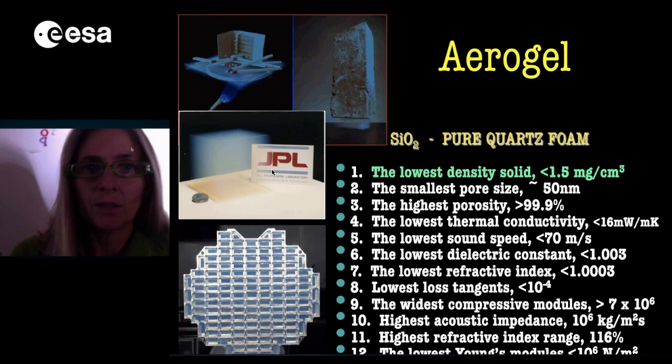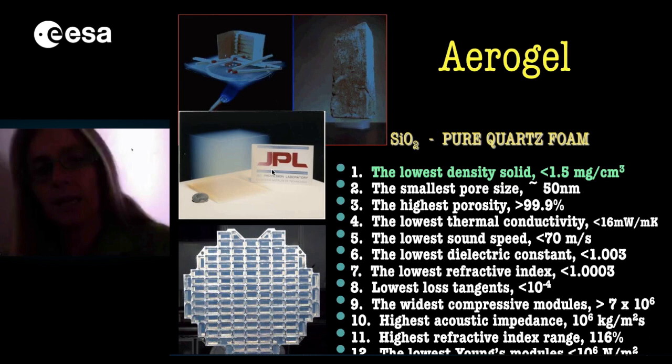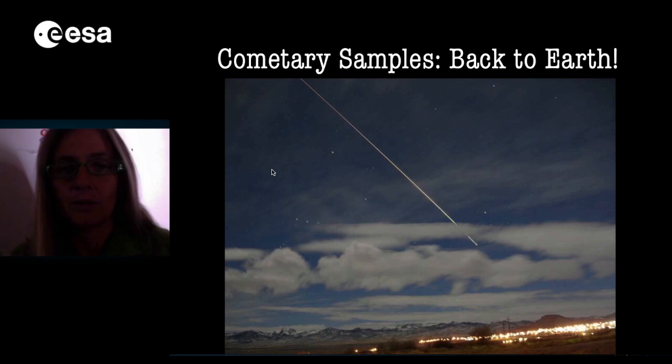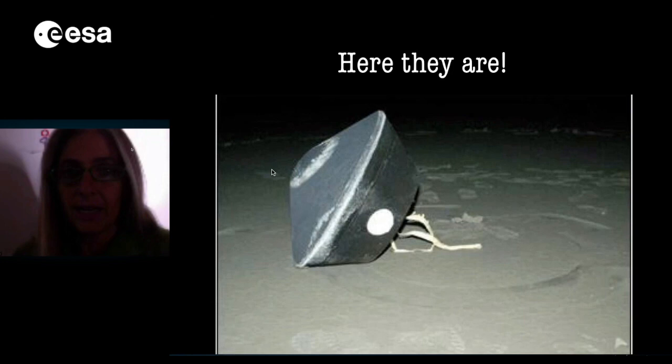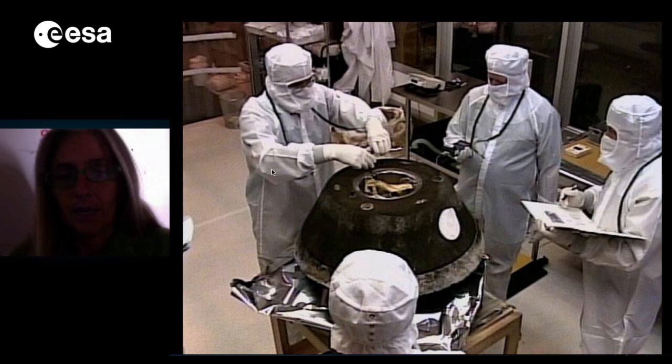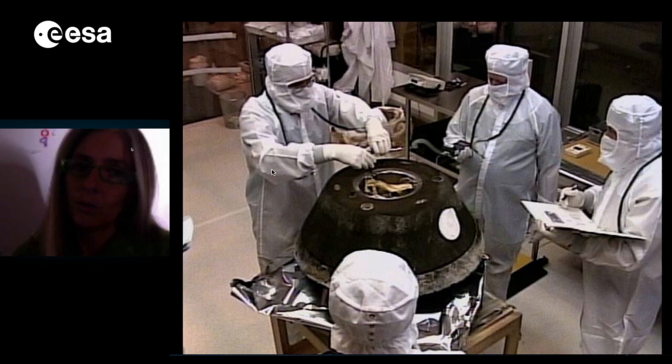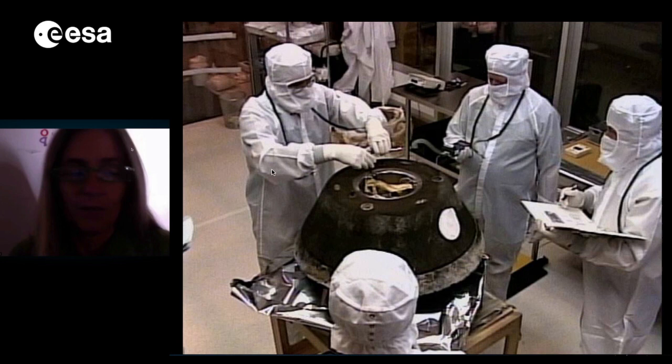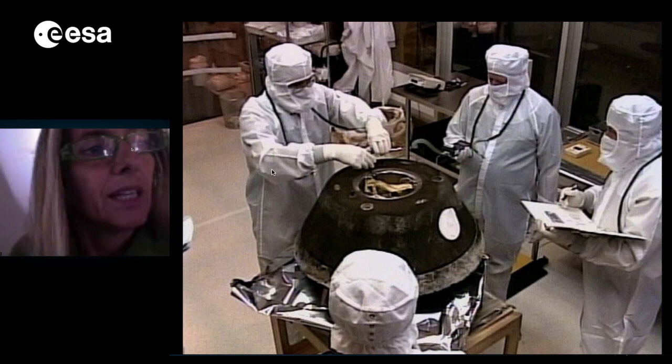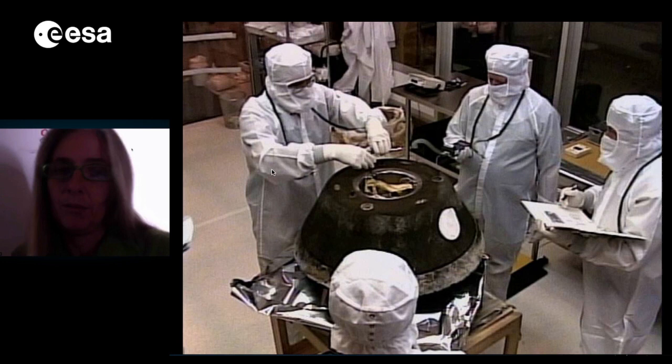So this was the material chosen, and now we see the light track of the probe containing the cometary samples that was coming back to Earth and landed in the Utah desert. And here they are. They found the little capsule by helicopter, and the capsule was brought back to the Johnson Space Center, of course, in a clean room. In fact, contamination is a big consideration, as you can imagine, to avoid any contamination of the samples.